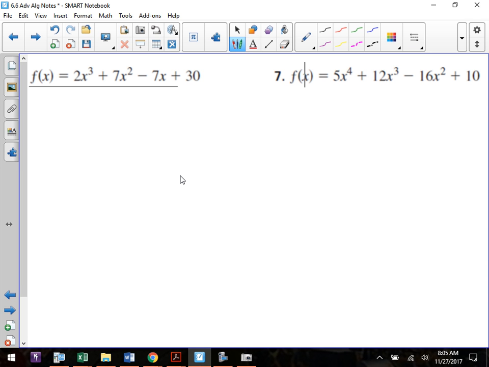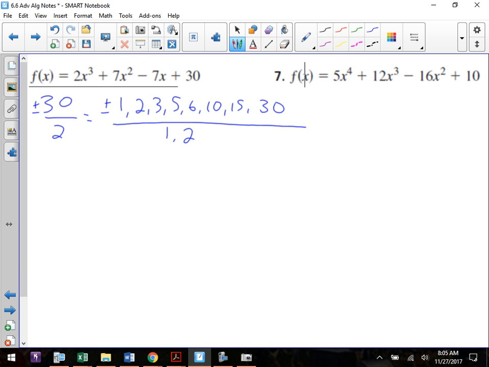So if I'm looking at 2x cubed, 7x squared minus 7x plus 30, I'm going to take all of my factors of 30 divided by all my factors of 2. So you have plus or minus 1, 2, 3, 5, 6, 10, 15, 30, all over 1 and 2. You okay with that? Which means, as you go through this, now you can write out separate fractions. Some of them are duplicates, and some of them aren't.